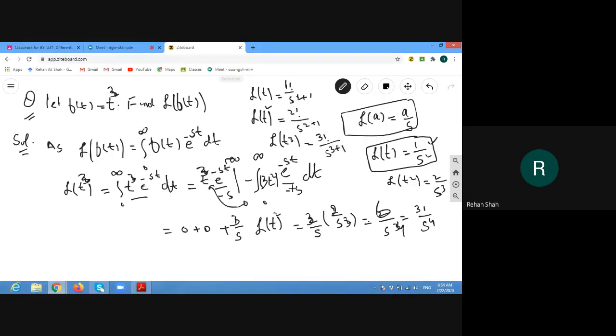So if you see the pattern of the Laplace transform of the polynomials, you can generalize it. So Laplace of t power n, now n is any power, so this must be n factorial divided by s power what? n plus 1. Yes, n plus 1.